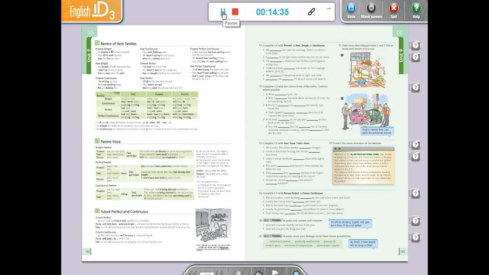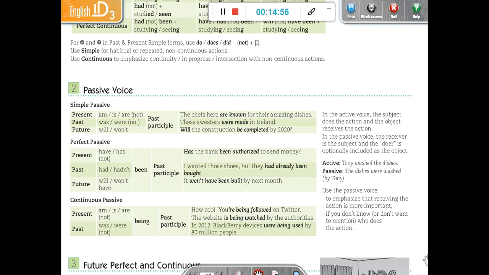Well, now that you already did it, play the video again. We are going to work again with the passive voice on page number 132. Please, as you see, this activity is maybe for 2 days, so don't worry.